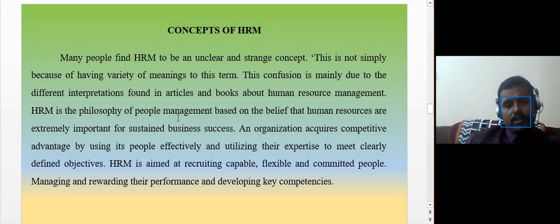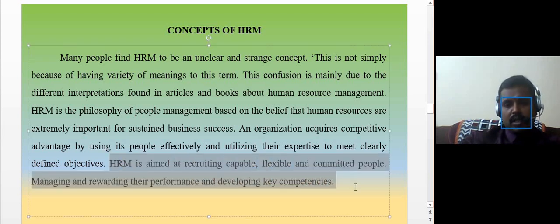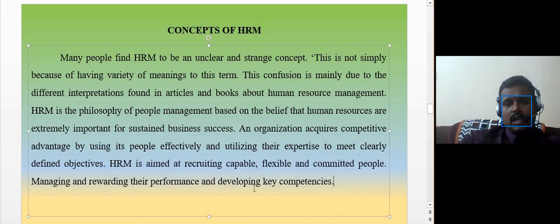Because human resource management aims at recruiting people who are flexible and committed towards the job, towards their objective, towards their work, and identifying the right personalities to attain those rewards and develop their key competencies also.